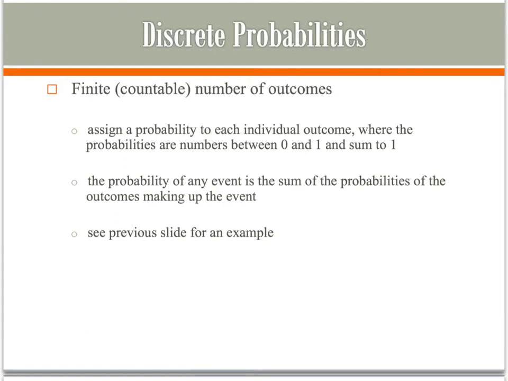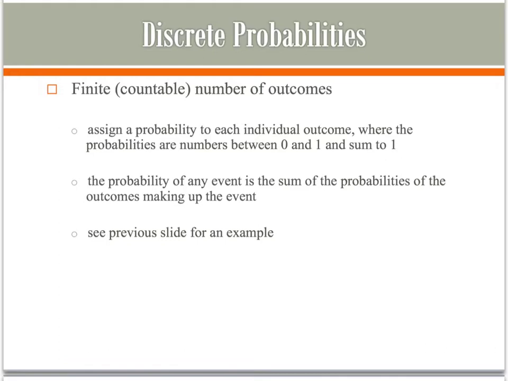Now, discrete probabilities. Discrete means that there is a countable number of outcomes, a finite and countable number of outcomes. So you assign a probability to each individual outcome, where the probabilities are numbers between 0 and 1 and add up to 1. And the probability of any event is the sum of the probabilities of all the outcomes that make up that event.